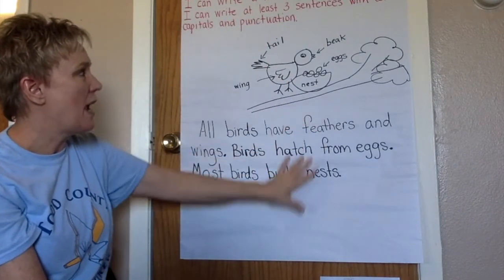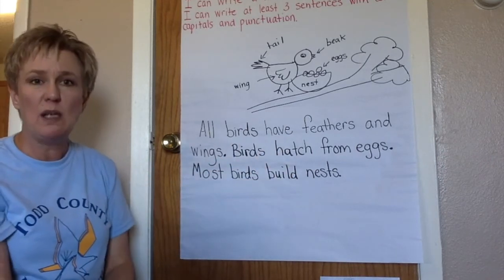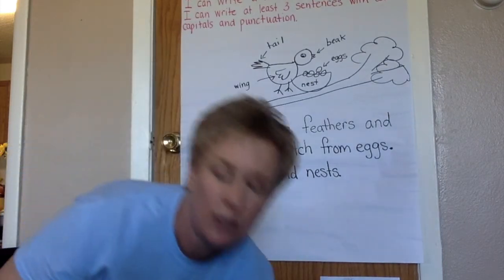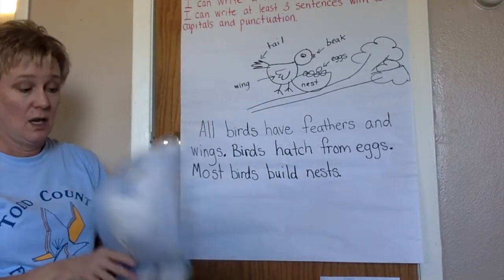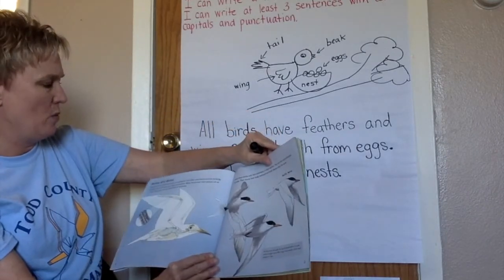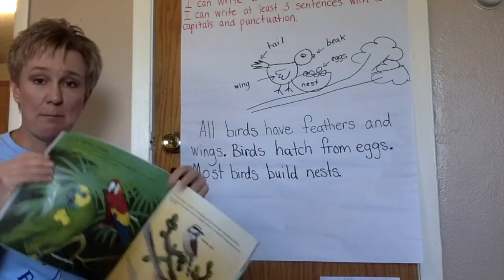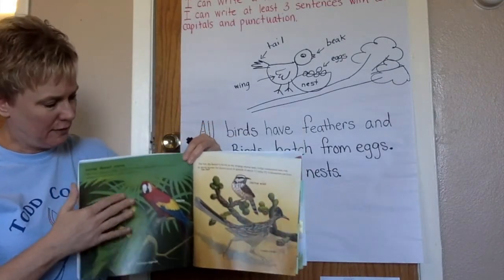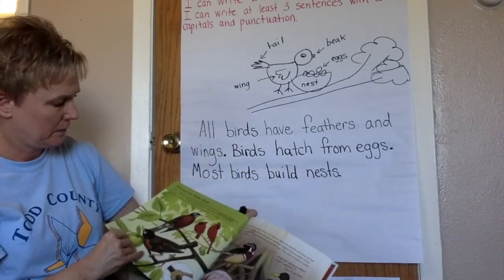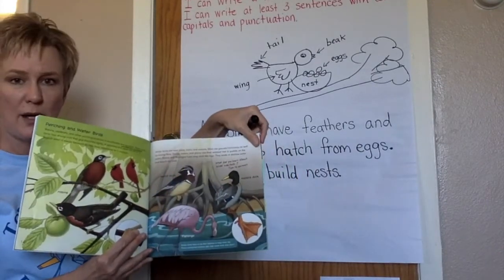Now I want you to write facts about birds. Maybe you want to write these facts, or maybe you want to write something else we learned about birds. What are some things that we learned in this book? We learned that birds have light bones and they have a backbone. We learned that birds live all over the world. They live in hot places like a rainforest, and they live in deserts. We learned that some birds live in trees, and there are some water birds.